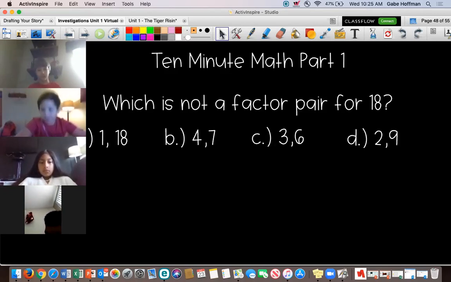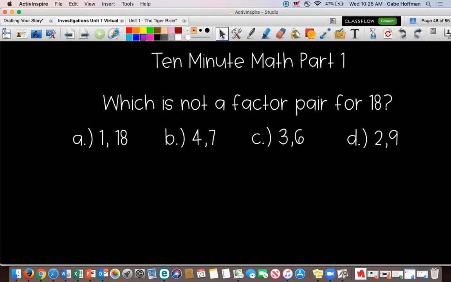So what we're saying here is, I'm going to give you a minute to think about it. What factor pair is not a factor pair for 18? Meaning, which one of those do we multiply together that will not give us 18? So 1 times 18, 4 times 7, 3 times 6, or 2 times 9? Which ones do not equal 18? All right, I'm going to give you 30 seconds to think about it, and then we're going to share our responses.